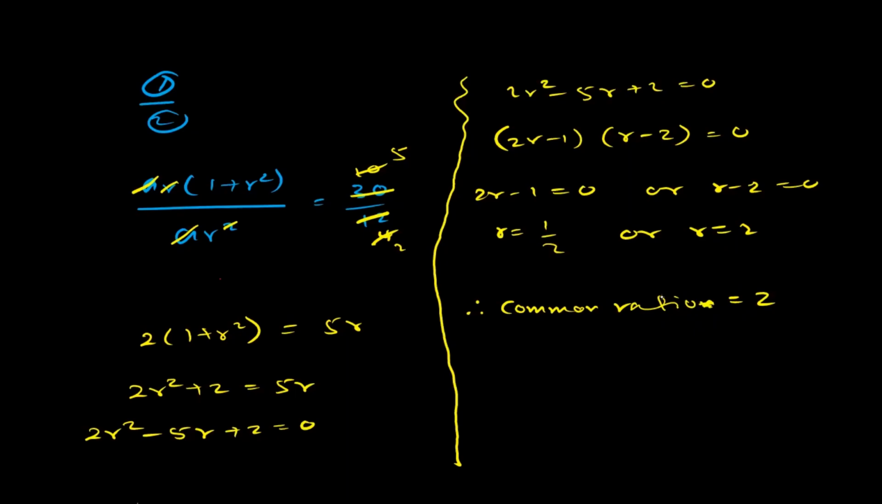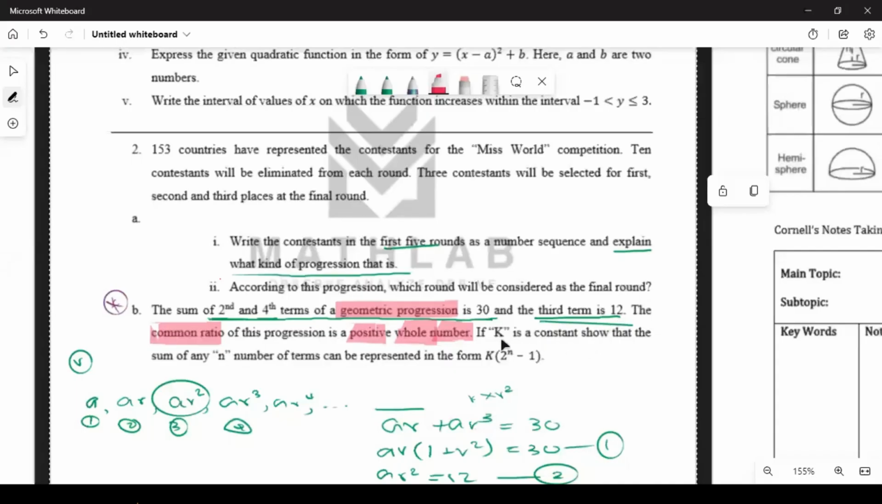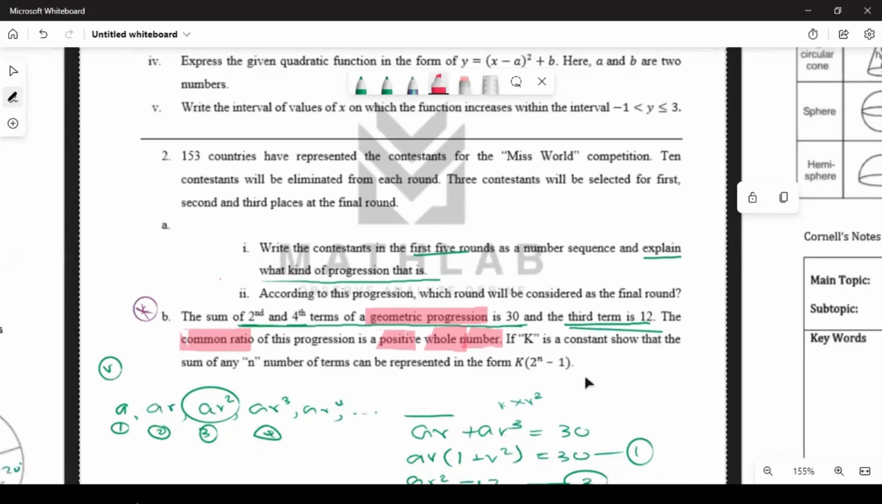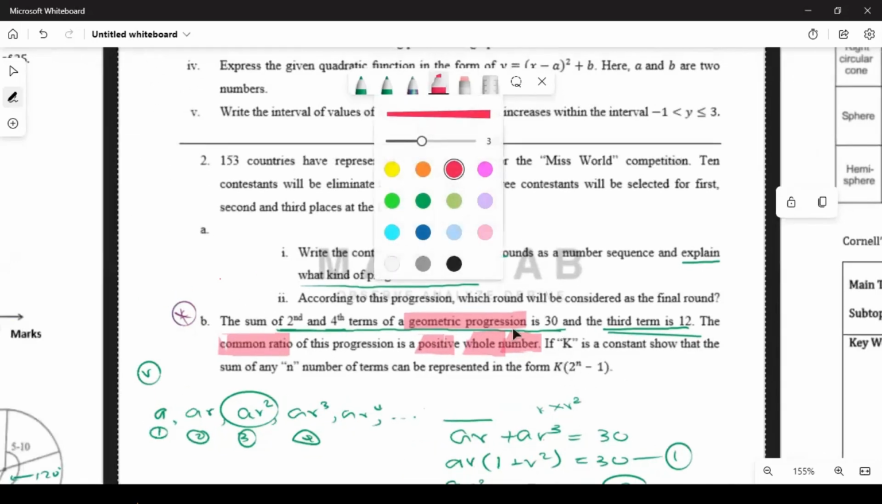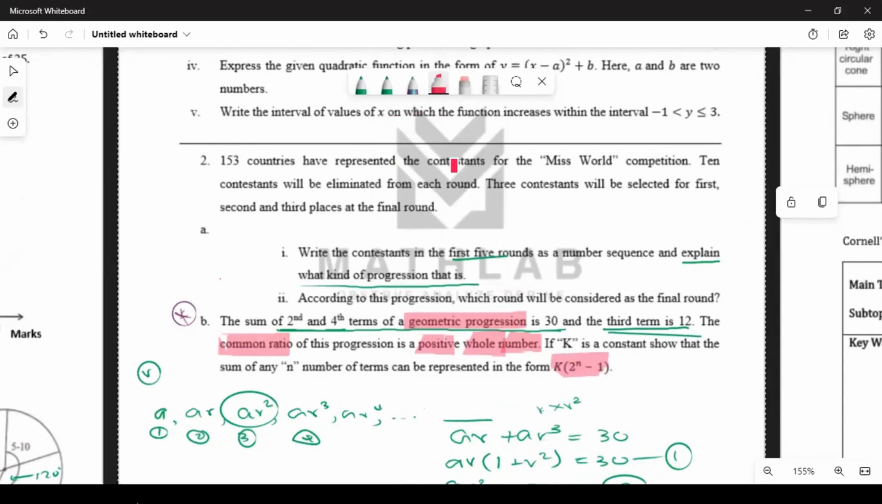After identifying the common ratio, now our work is easy. Listen carefully. Now they are saying if K is a constant, meaning a fixed value, show that the sum of n terms can be represented in the form of K times 2 to the power n minus 1. Forget about this final answer for a while. They're talking about the sum of any n terms.